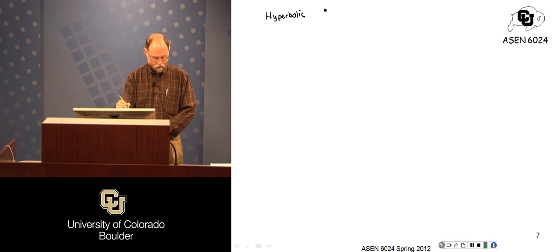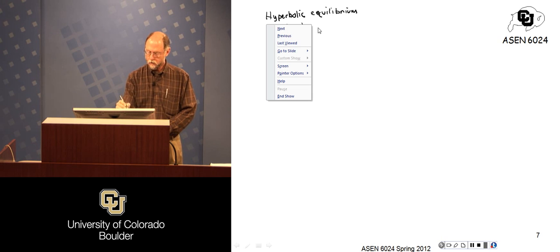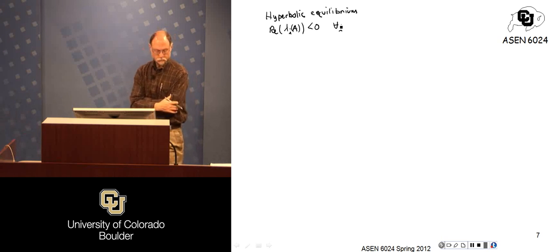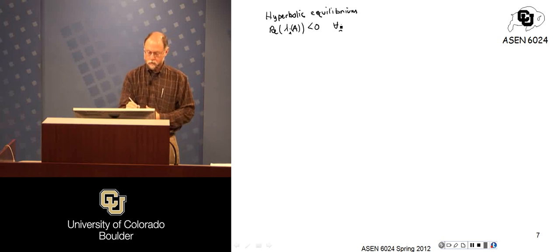So let's look at what's called these hyperbolic cases. So a hyperbolic equilibrium is such that there's several different cases here. Let me do maybe the easiest case first. If the real part of the eigenvalues of A are all negative, what is the omega limit set?